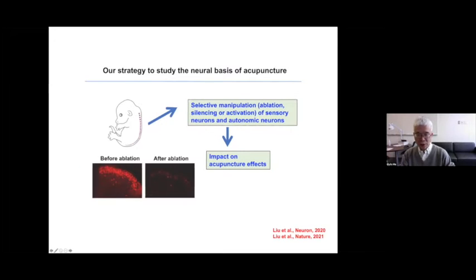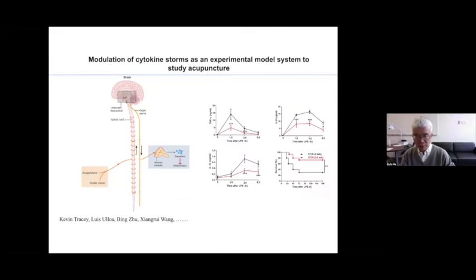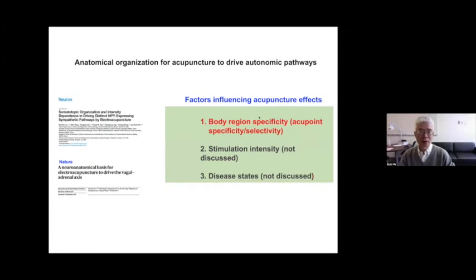So we have a genetic tool to manipulate neurons. Now we have a robust assay. Another assay I didn't discuss is the gastric motility assay. Using these assays, now we can study the neural basis underlying acupuncture practice. These are two papers we published. We started the work in 2016, and we have published two papers now. Those two papers show that acupuncture practice does have some neuroanatomical basis.